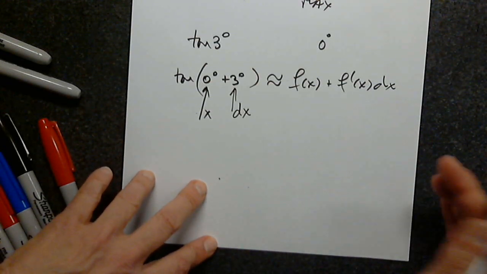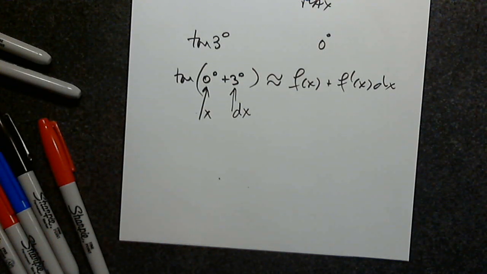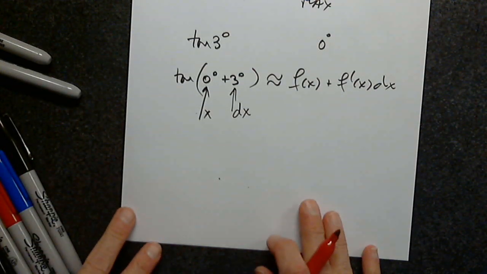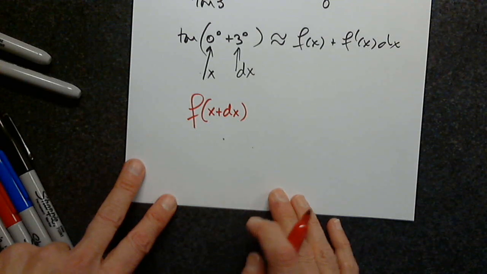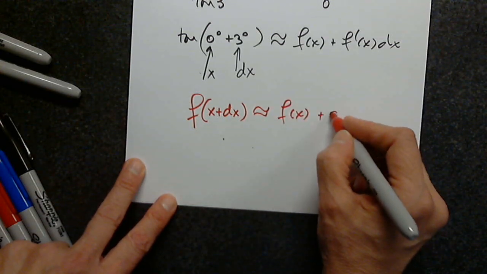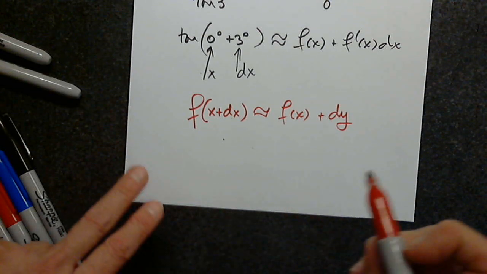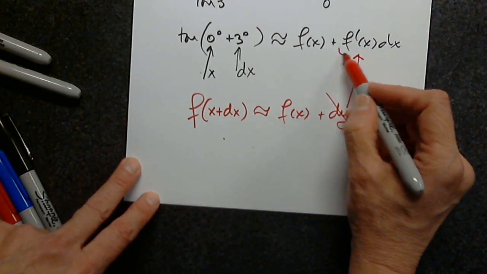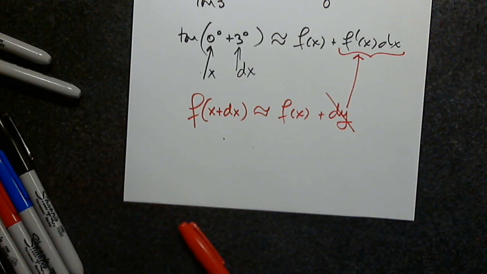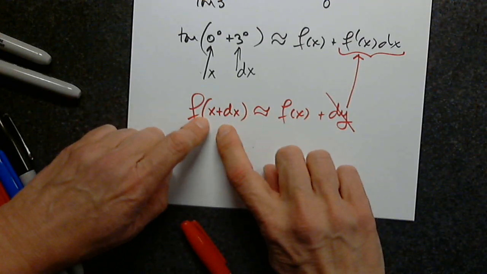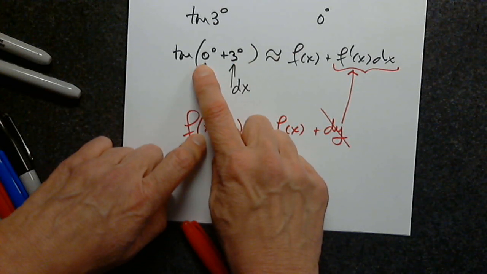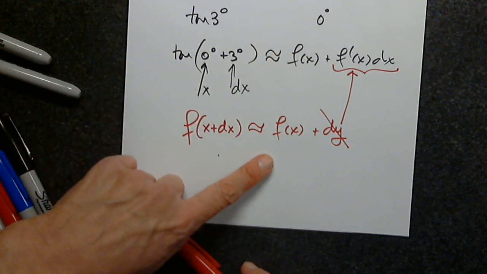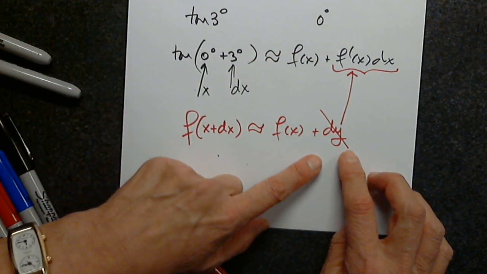Always remember, now you can remember this easier because we've been using the dy, the differential of y. So let me just refresh your memory. A function of x plus a little error in x is approximately f of x plus a little error in y. But this has to be replaced by this. So f of x plus a little error in x. This is the error. 3 is the error away from 0. Equals f of x plus an error in y.